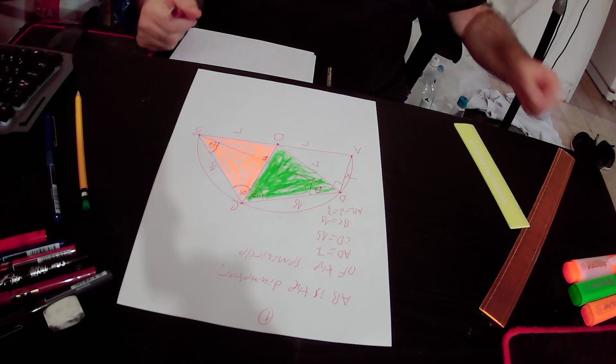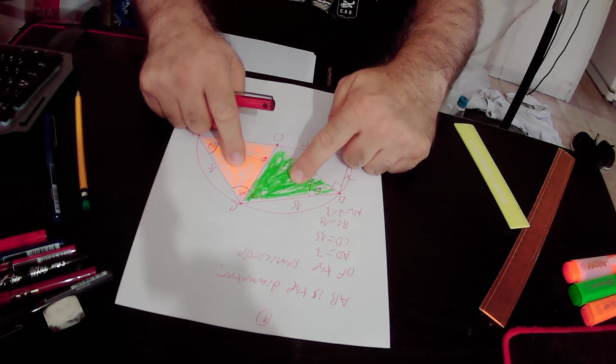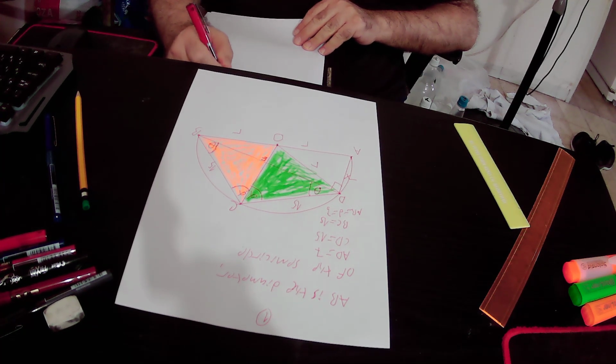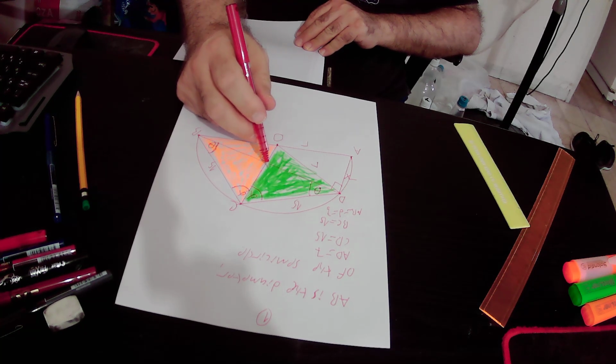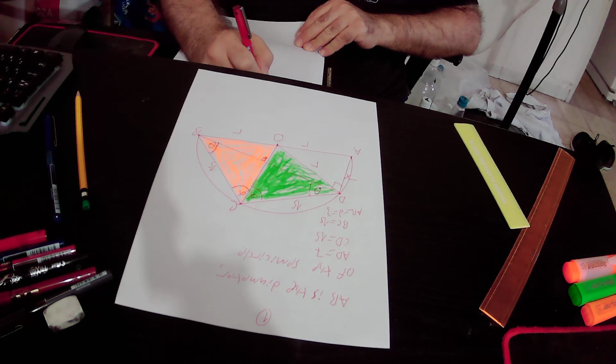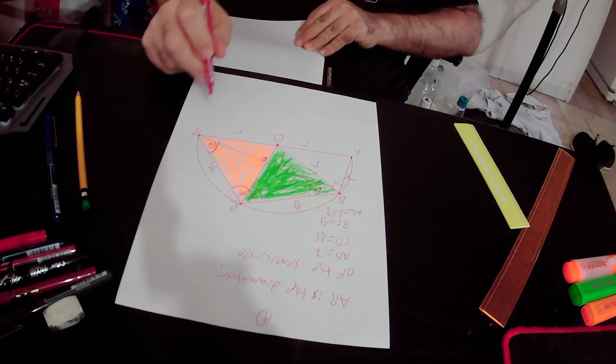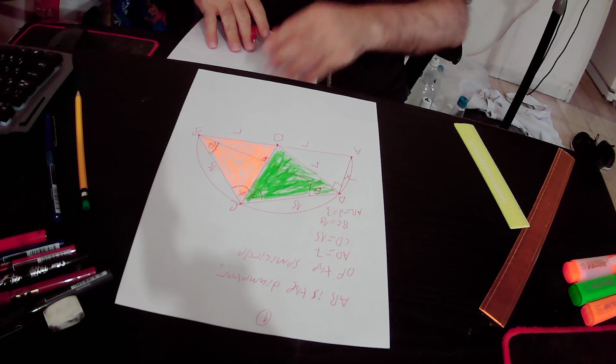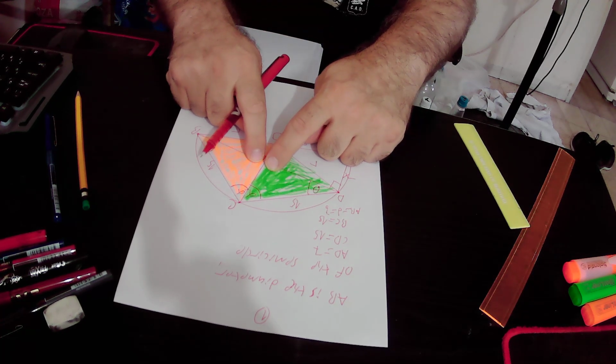And from the fact that those two triangles are congruent to each other, the green triangle is congruent to the orange triangle, we can deduce that this angle, angle DEC of the green triangle, is equal to angle BEC of the orange triangle. Again, those two angles are equal to each other.